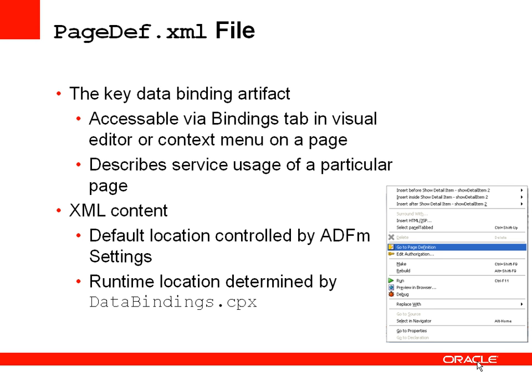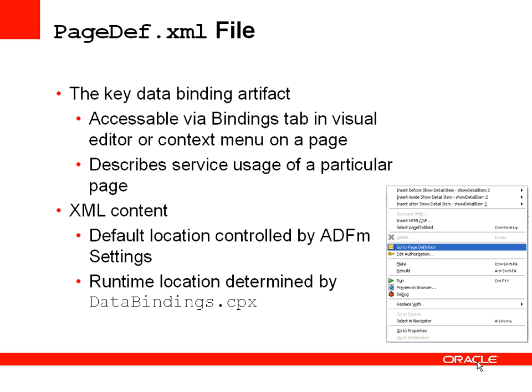Now, how can you access or view information about the bindings for a particular page? Well, you can do that in a number of ways. For example, you can right-click on the JSF page that you're editing and select Go to Page Definition, and that will show you the bindings for the page. Or along the bottom of the visual editor, there's a Bindings tab, and if you select that, it will show you the bindings for that current page as well.